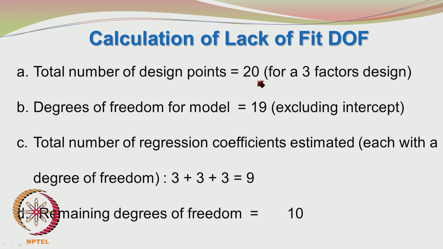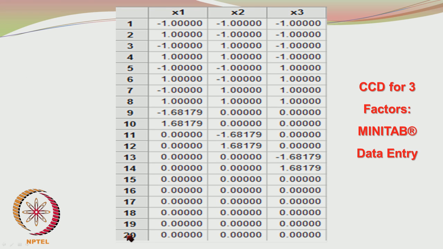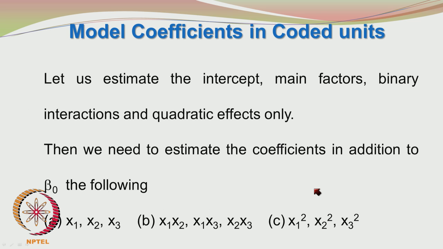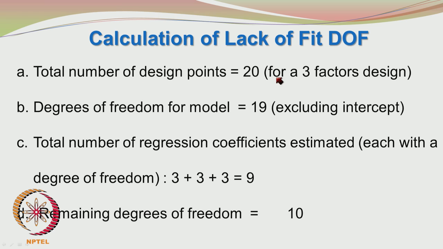So the total number of design points is 20 for a 3 factor design with 6 repeats. So you can see that there are 20 independent experimental settings. That is not correct. It is not 20 independent experimental settings. You have 14 independent experimental settings, and then even though you have 6 repeats, that will constitute only 1 independent experimental setting. So that would mean 14 plus 1, 15 independent experimental settings are there. So you have total number of design points as 20. The degrees of freedom for model is 19, excluding the intercept.